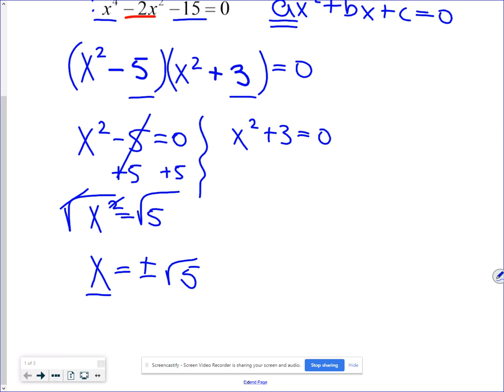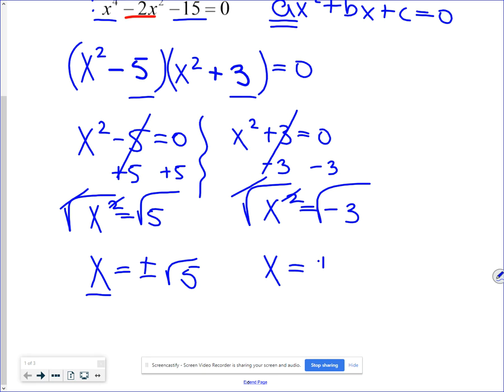Now let's find the last two. On this one, subtract 3 on both sides. You get x squared is equal to negative 3. Take the square root of both sides. These cancel out, you get x. So x is equal to plus or minus the square root of negative 3. But remember, we can't leave a negative under a radical. So we can rewrite the square root of negative 3 as the square root of negative 1 times the square root of 3. So our other two roots are plus or minus i radical 3.